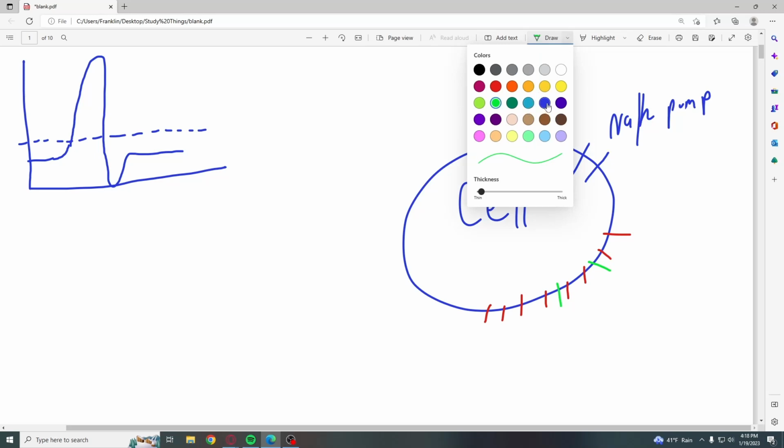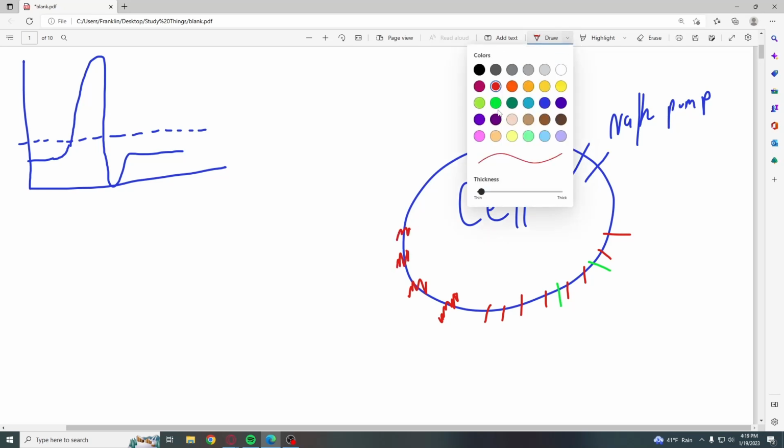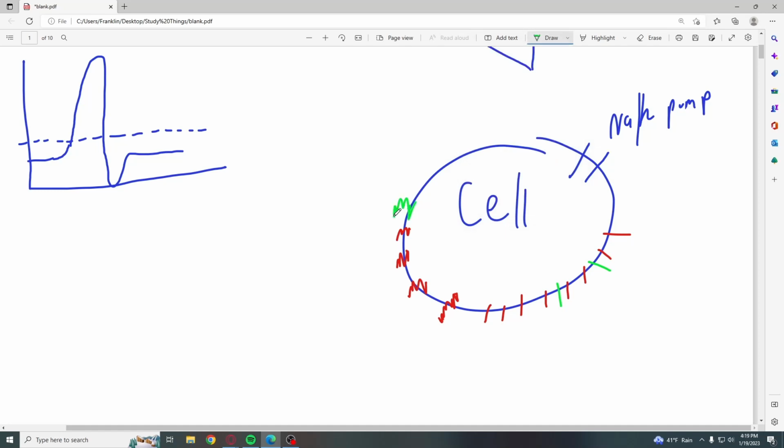But then there's also going to be voltage gated K channels, and they have around the same amount of voltage gated Na channels. So I'll put 4 and 4. So there's 4 voltage gated, and then you have the lines, which is leaks.